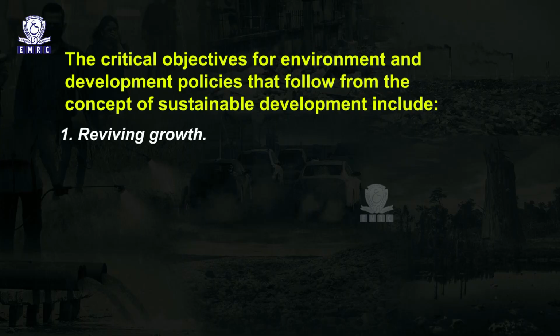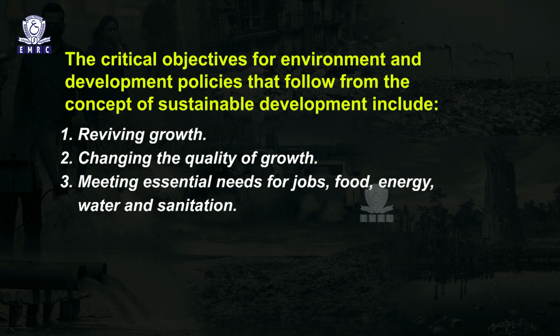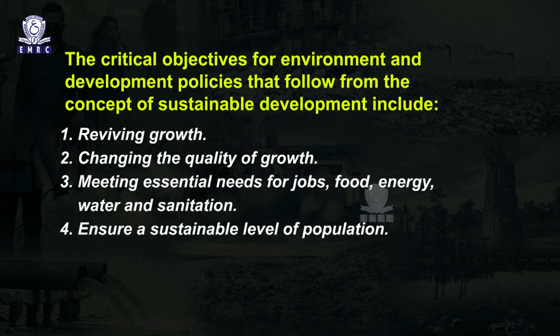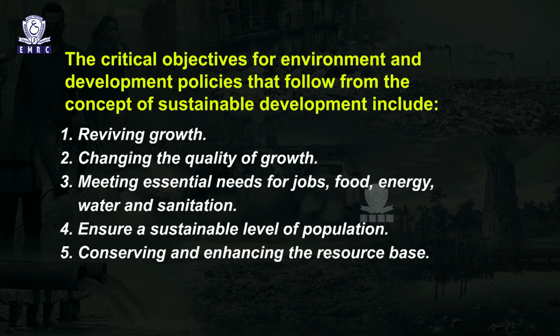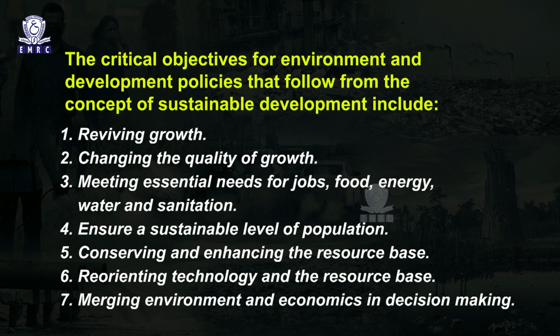The critical objectives for the environment and development policies that follow from the concept of sustainable development include: 1. Reviving growth, 2. Changing the quality of growth, 3. Meeting essential needs for jobs, food, energy, water and sanitation, 4. Ensuring a sustainable level of population, 5. Conserving and enhancing the resource base, 6. Reorienting technology and the resource base, 7. Merging environment and economics in decision making.